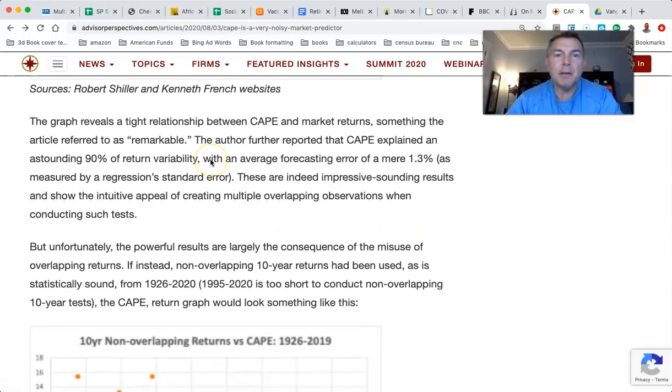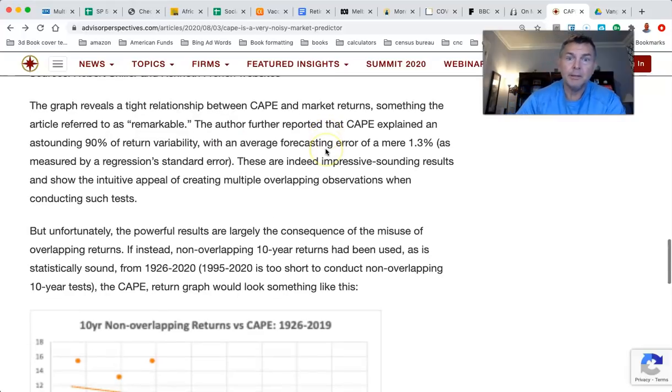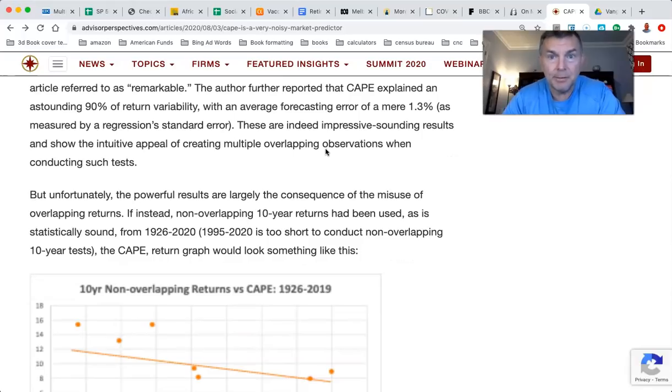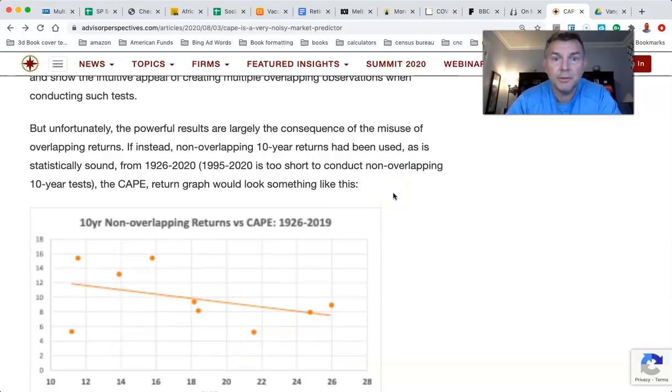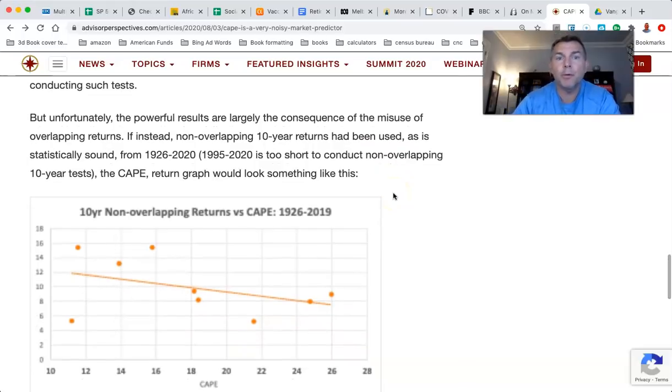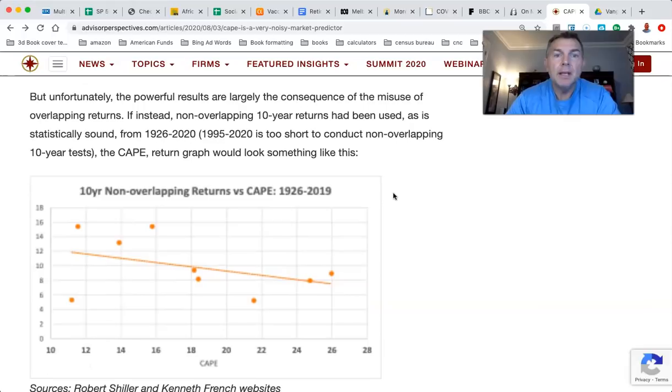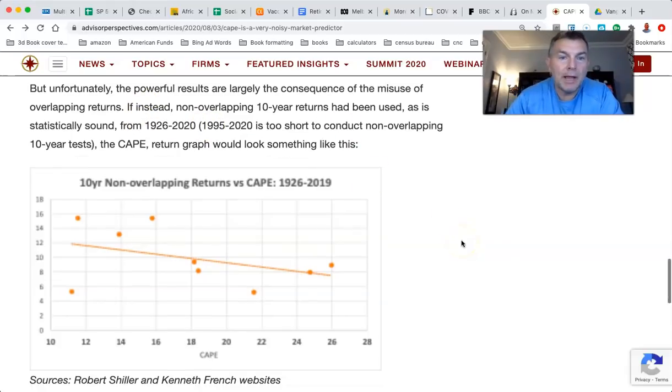The graph reveals a tight relationship between CAPE and market returns, something the article referred to as remarkable. The author further reported that CAPE explained an astounding 90% of return variability, with an average forecasting error of a mere 1.3%. These are indeed impressive-sounding results. But unfortunately, the powerful results are largely the consequence of the misuse of overlapping returns. Instead, if non-overlapping 10-year returns had been used, as is statistically sound, from 1926 to 2020, you would have a graph like this.